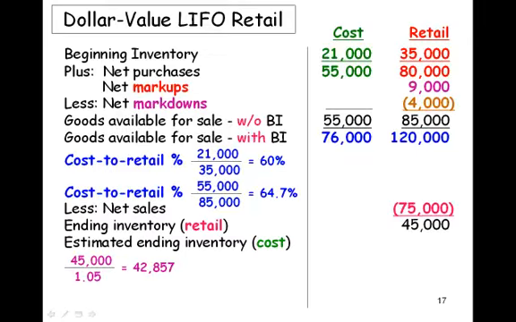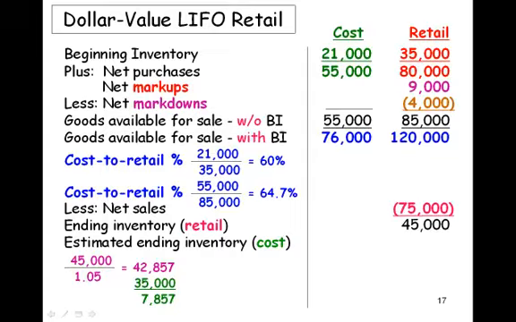Assuming an index of 1.05, we first deflate the $45,000 to find the $42,857 in base year retail dollars. Notice that unlike the earlier example of dollar value LIFO we examined in the last chapter, the $42,857 is still in retail dollars, not dollars of cost. We'll make the conversion to cost when we use the cost to retail percent.